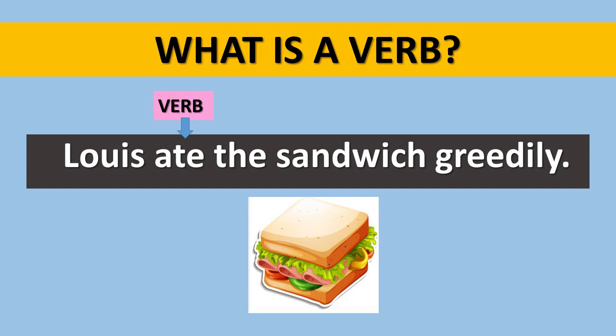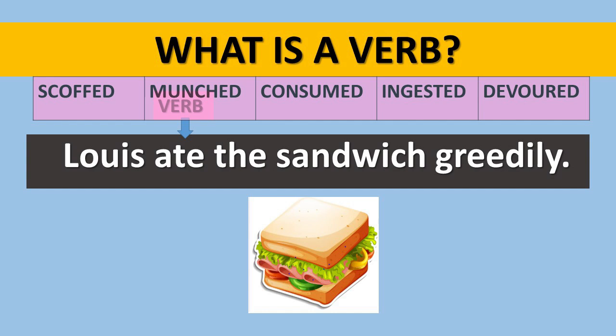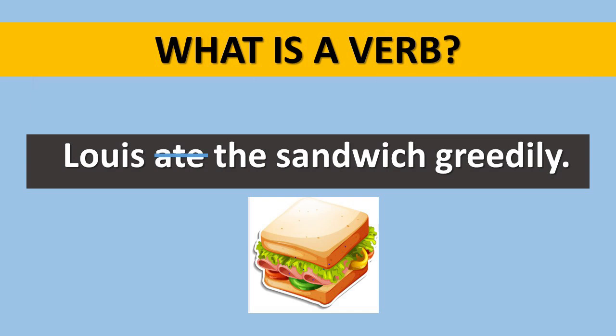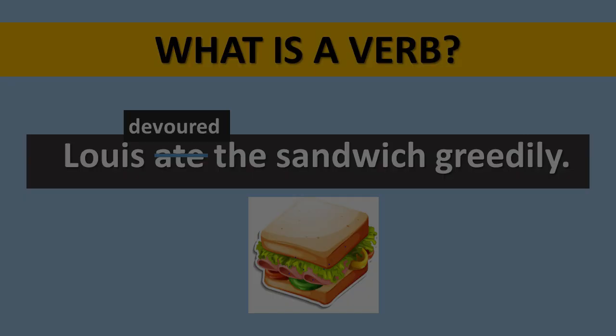So our verb is the word ate, but we could use a synonym in its place. Here are a few examples. We've got scoffed, munched, consumed, ingested, devoured. The list goes on. And if you are doing a piece of writing, all you need to do is put a line through the verb if you want to change it for something slightly more ambitious. So there we go. We've got Louis devoured the sandwich greedily. In editing our work, we can choose more ambitious vocabulary. I've chosen a different verb that I prefer, and I've presented that in that way.